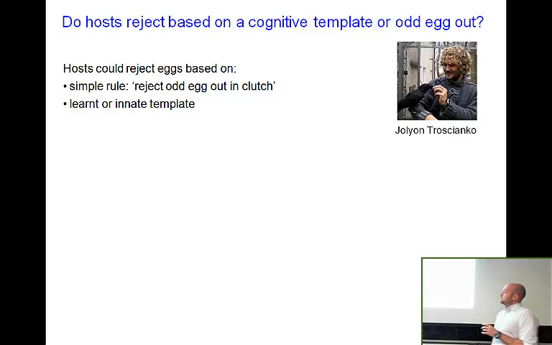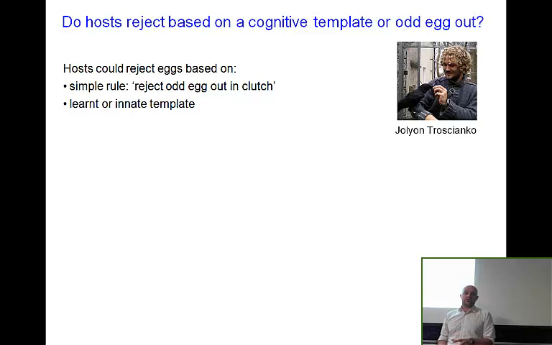And so this is some work that I did with Claire and also with a postdoc of mine, Jolien Trushenko, trying to determine how hosts actually do this in the prinia. And broadly speaking, they could do it in two different ways. The first is they could use a very simple rule of thumb called the discordancy hypothesis, where they basically just reject the odd egg out in the clutch. So imagine you have a clutch that consists of four different eggs. Three of them look very similar, and one deviates very strongly. Well, that one's likely to be the parasitic egg, so you should chuck that one out.